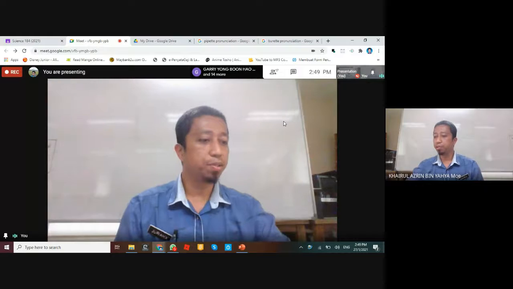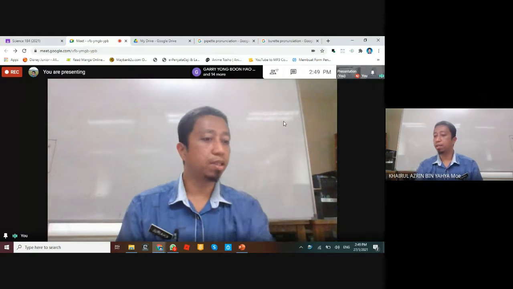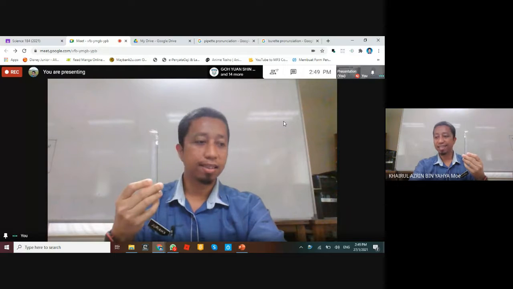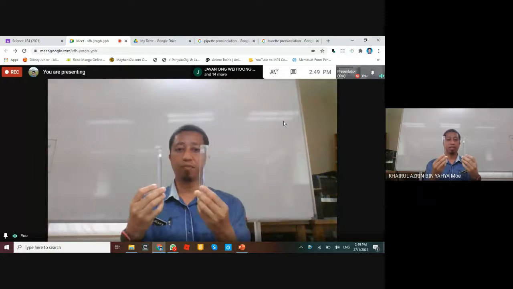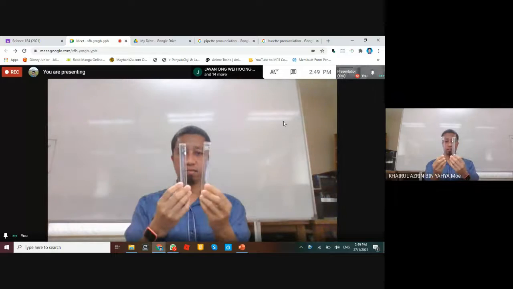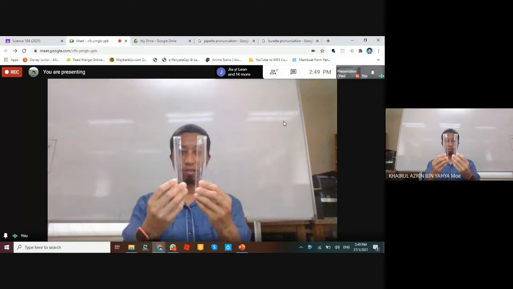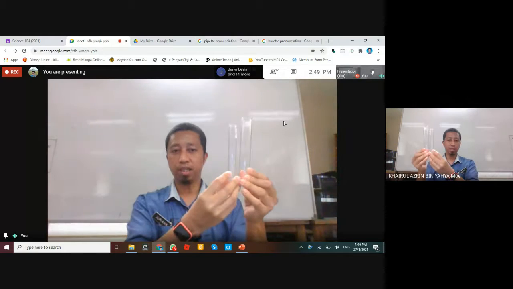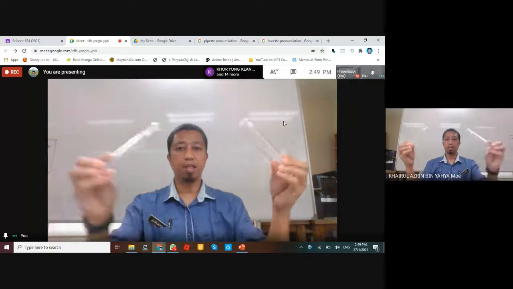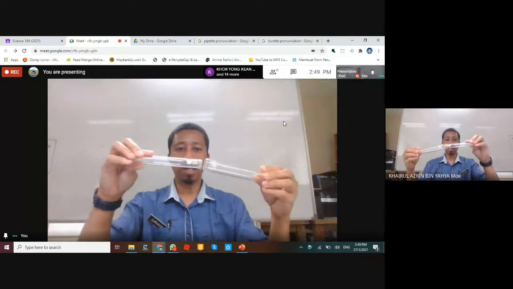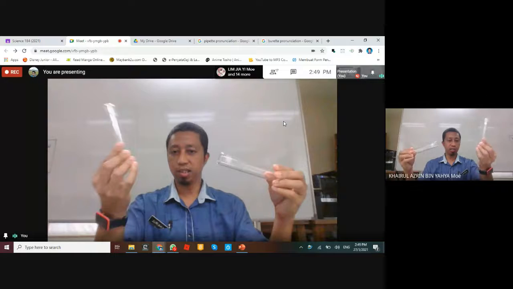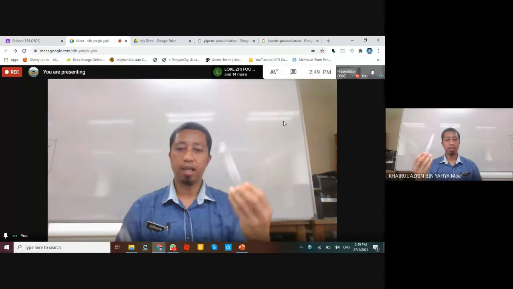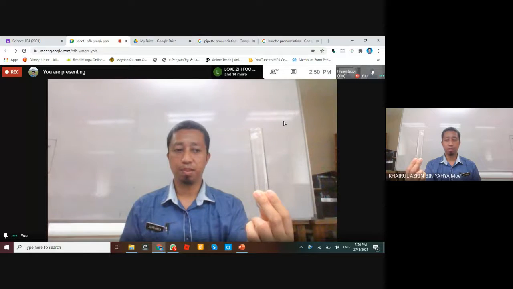So I want to show you a real thing. We start with this one. This is a test tube. I have another one here, almost similar. But this one is quite bigger compared to this one. In fact, this is a test tube, and it can enter this one. So this is smaller, this is bigger. This is a test tube, and this is a boiling tube.